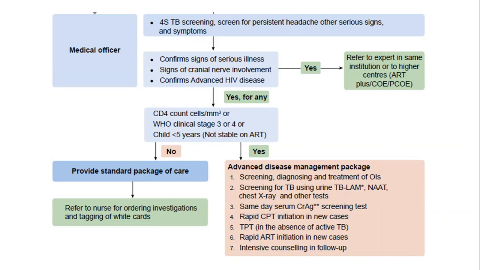And if the patient is not having any signs and symptoms of serious illness, or cranial involvement, or the patient is not in advanced HIV disease, then the patient is offered the standard package of care. And if this patient is having advanced HIV disease, then we go for screening, diagnosis and treatment of OIs, screening for TB using TB LAMP, NAT, chest X-ray, and other tests. Same day, serum CrAg screening is also done, if it is available in the program. Then rapid CPT initiation in new cases, and TPT in the absence of active TB, rapid ART initiation in new cases, and intensive counseling and follow-up.